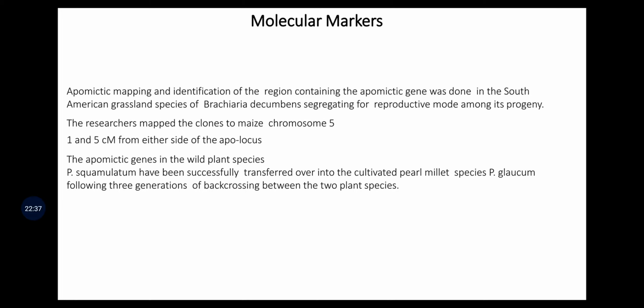The apomictic genes in the wild plant species Pennisetum squamulatum have been successfully transferred into the cultivated pearl millet species Pennisetum glaucum following 3 generations of backcrossing with the 2 plant species. That means by using the molecular markers, the apomictic condition was transferred from the wild into the cultivated species by using the flanking markers.